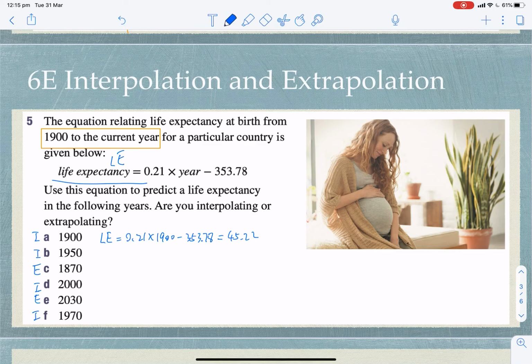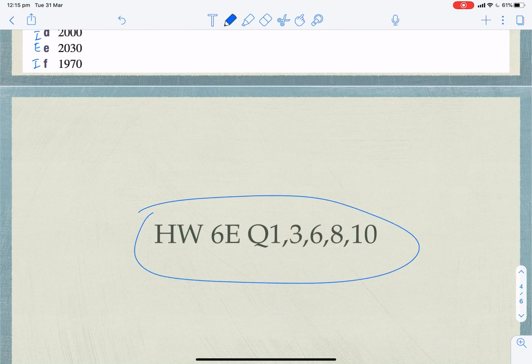Again, just a quick recap. Interpolation is likely to make sense. Extrapolation probably not. You need to make sure that you think about it, and do some calculation to see whether it works or not. Okay, so you've got a few questions to do: 1, 3, 6, 8, and 10.